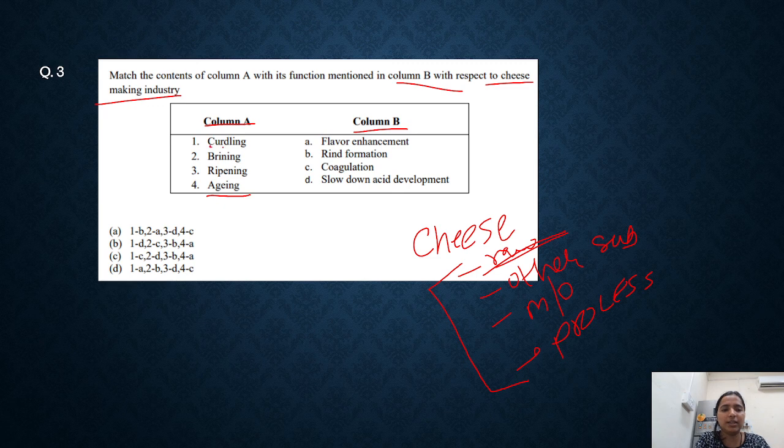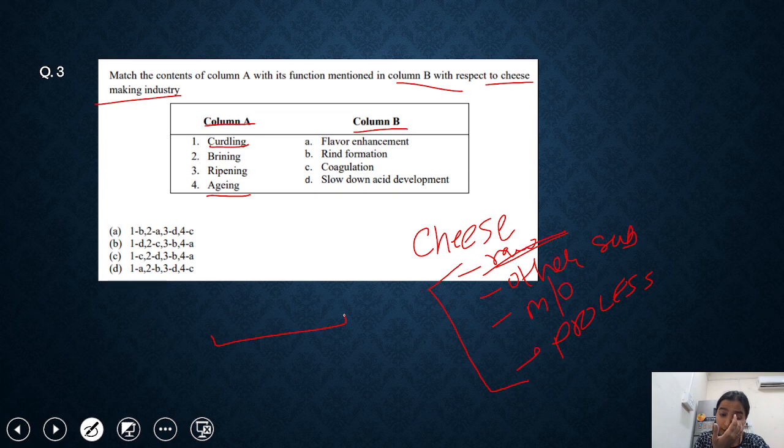Initially, when curdling occurs, many different processes occur to form the coagulation, meaning to collect the solid part after treating the raw material or milk. When treated, you finally get the solid form. So curdling is mainly used for this process. You can call it coagulation, meaning the formation or collection of proteins and other parts. So curdling is mainly used for coagulation.